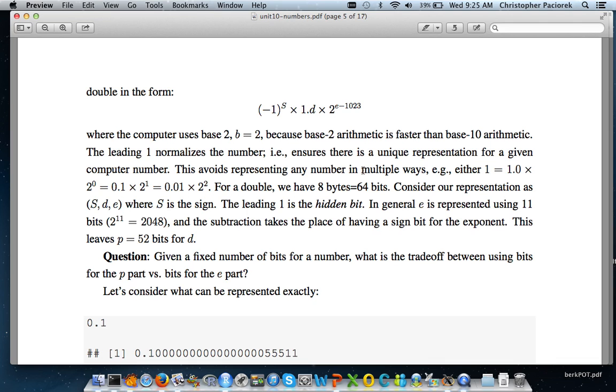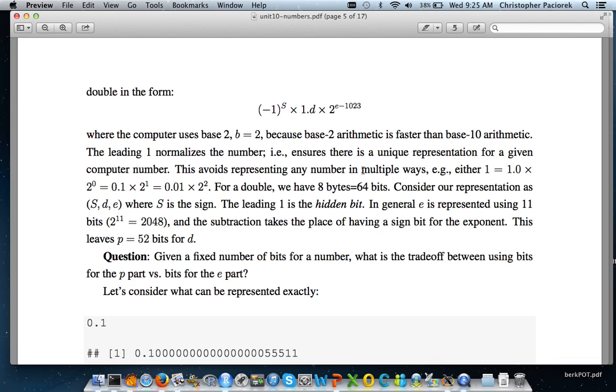Let's ignore the 2 to E and just assume that I'm multiplying by 1. So I have 1 point D times 1. If I have more digits, instead of 52, if I have 53, 54, 60 digits, I'm able to get a more accurate base 2 representation, or equivalently a more accurate base 10 representation, basically more than the 16 digits that we've seen, if I allocated more to the 1 point D part of this. But if I allocate more to the D part, that means I have to allocate fewer to the E part. So then what happens?